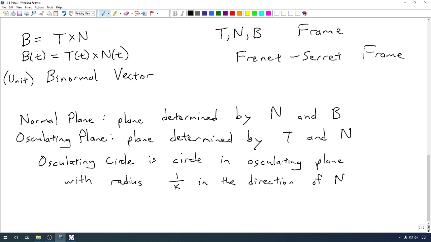The osculating circle is sometimes also called the circle of curvature, and it's really just telling us exactly what the curve looks like at that point. It's the closest circle that we can possibly get to approximating the curve. So you can already see here that the curvature kappa is related to our Frenet-Serret frame. In fact, we can actually get some formulas here.